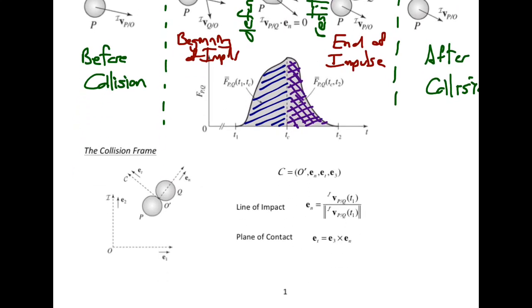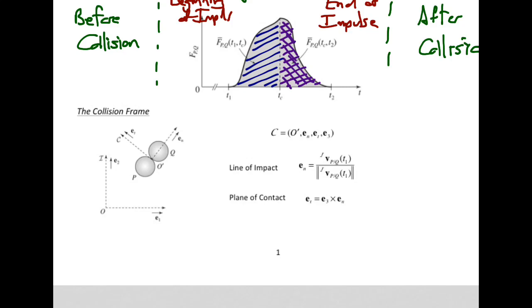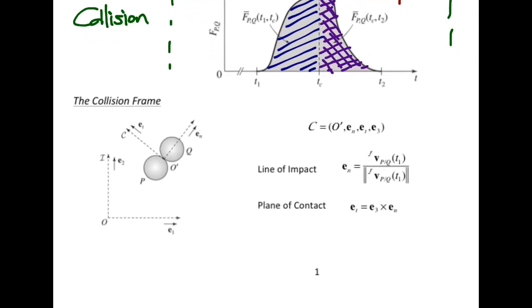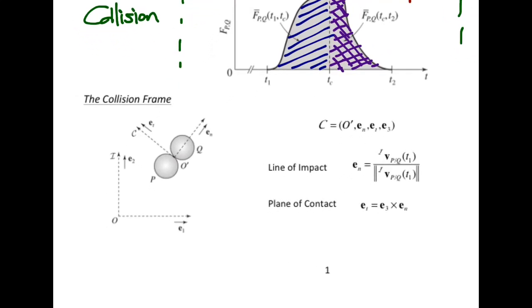Now, in all of our dynamics problems, we always set up reference frames. And when we're dealing with collisions, we have a special reference frame. Of course, we set up our inertial reference frame, which is I, typically with origin O, and then we'll use E1, E2, and E3. And then what we'll do is we'll set up a collision reference frame.